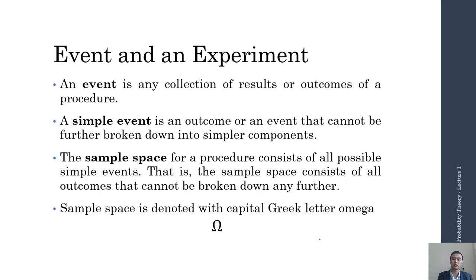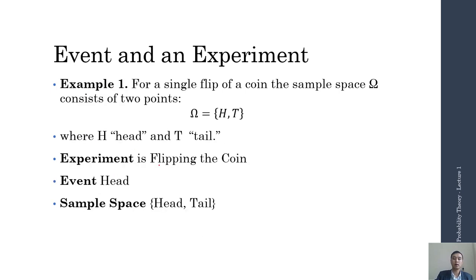Sample space is denoted with the capital Greek letter omega. It's written like this here, sample space. Now we'll consider some examples for the words event, simple event, and sample space. Example 1. For a single flip of a coin, the sample space omega consists of 2 points, head and tail. Here, the experiment is flipping the coin. Event could be head, sample space, head and tail.